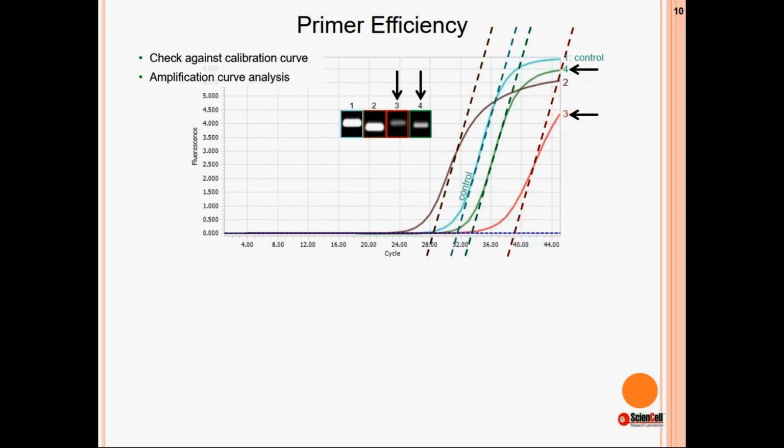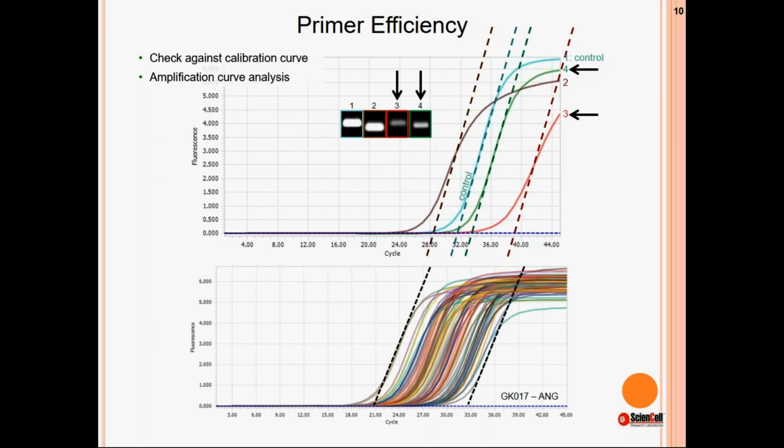Again, at Sciencell, we exclude primers that are inefficient or too efficient when designing our qPCR arrays to give lovely amplification curves like this one from our qPCR array for human angiogenesis. All right, now you can quickly assess primer efficiency. What can you do to affect it?